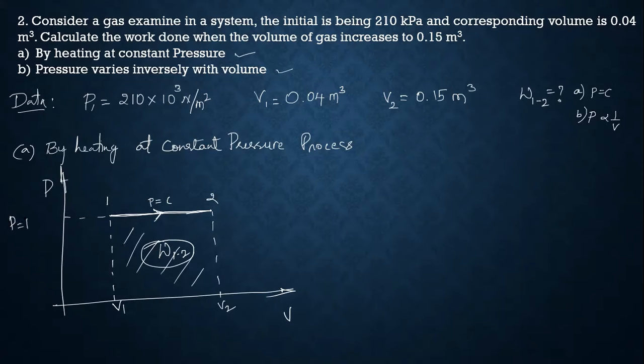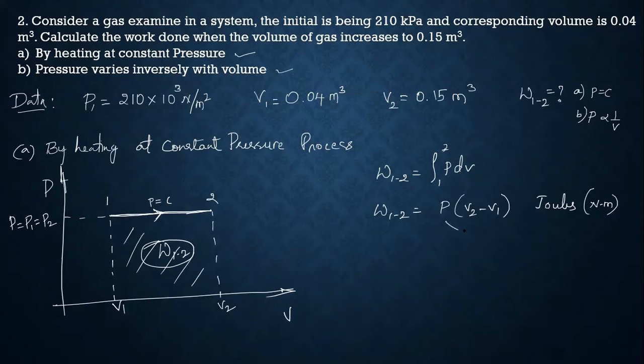The corresponding pressure is P is equal to P1 is equal to P2. We know that work done for a constant pressure process is calculated by integral 1 to 2 PdV, assuming all the processes reversible. After deriving, we have the expression W is equal to P into V2 minus V1. The unit will be in Joule. Joules means Newton meter. When you substitute pressure in Newton per meter square, volume in meter cube, then you will get the answer in Joule. This is the work expression for constant pressure process.